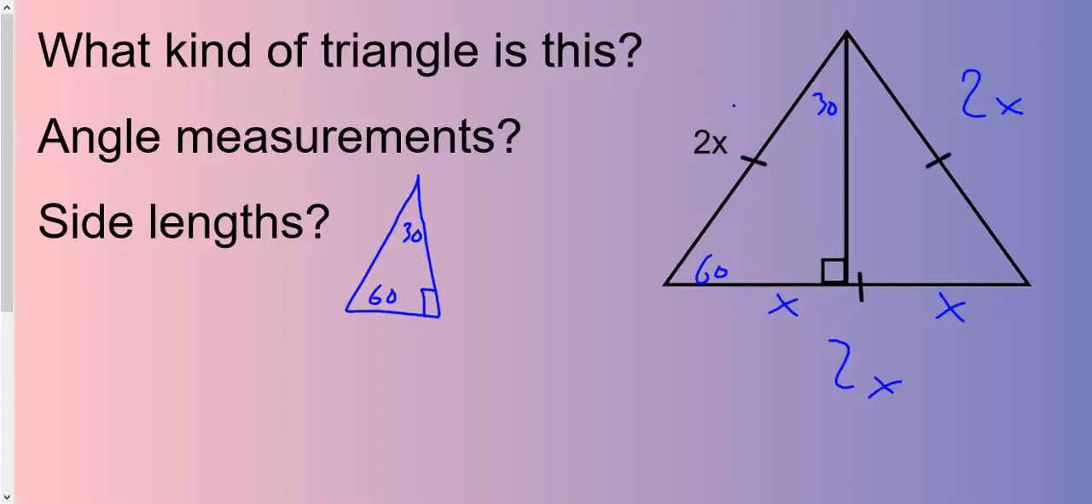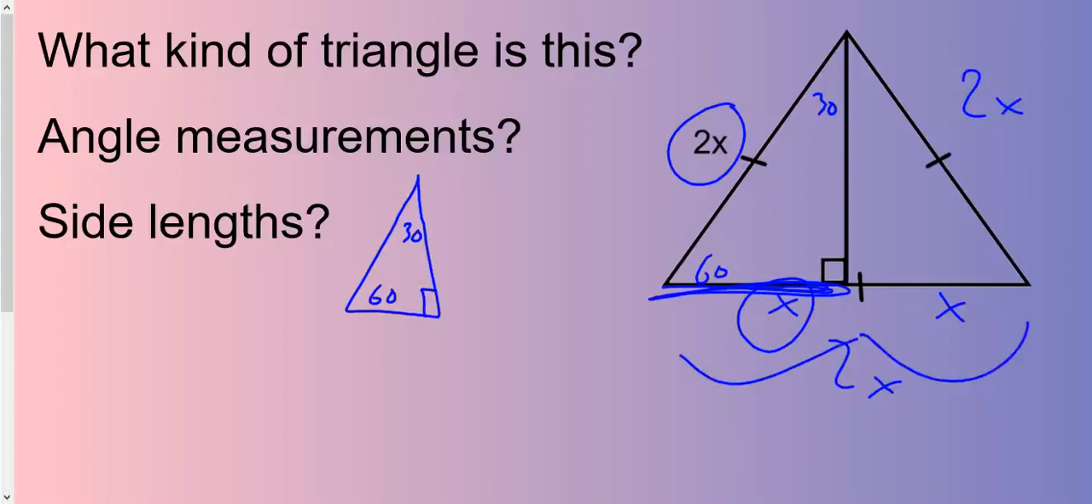Here I have 2x. The hypotenuse of my triangle is 2x. The smaller leg is x, because this is 2x from here to here, so this is x and x. Now I have to figure out, I'm going to call this B, because C kind of assumes it's the hypotenuse.